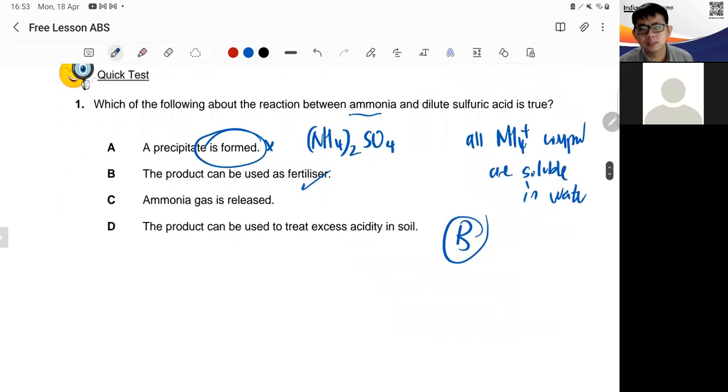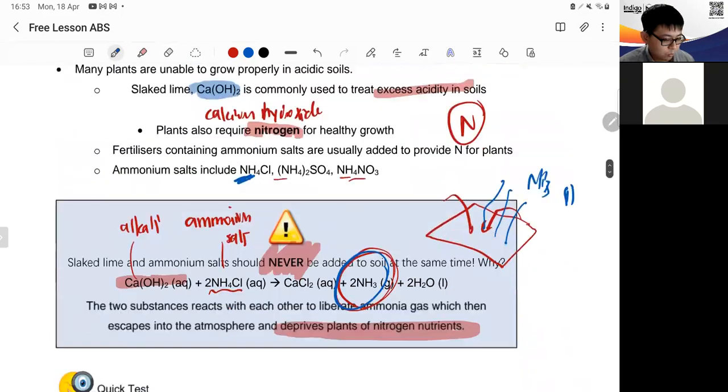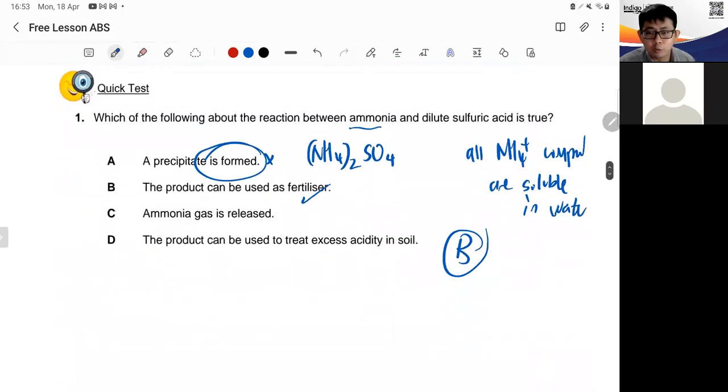Is ammonia gas released? No. It's only released when ammonium salts react with alkalis, as in this reaction. Why would ammonia react with acid to produce ammonia? That makes no sense, right? Can the product be used to treat excess acidity in the soil? No. This one is a job of alkali. There are no alkalis here. Answer can only be B.